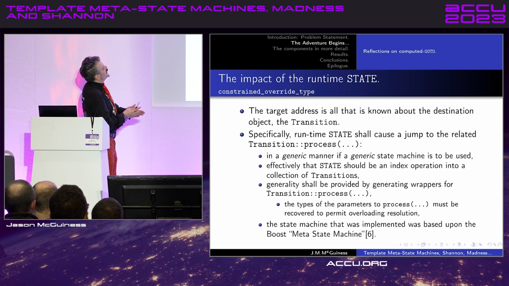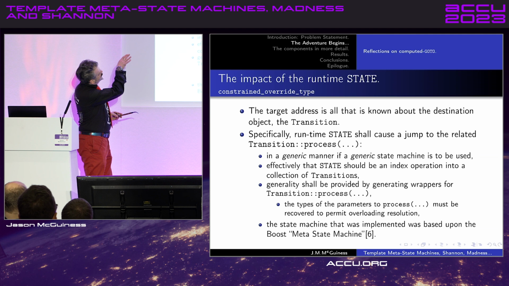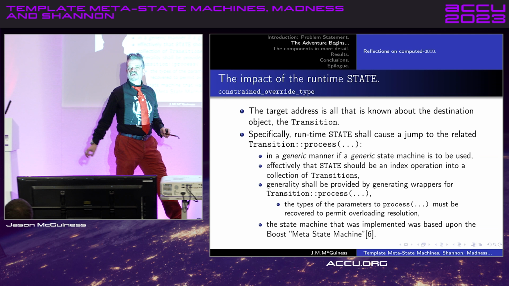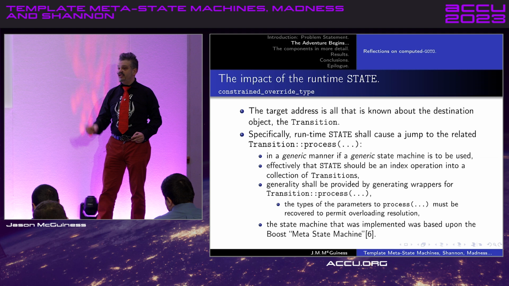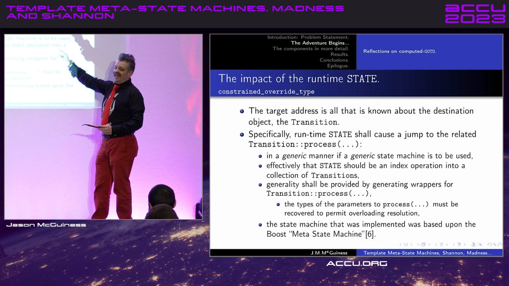So we're going to come up with, I need my longer, more puissant pointer. Right, constrained override type. You're going to start seeing sort of codey thingies here. The target address is all that is known about the destination of the object. If I do a goto, what do I know about the type of the thing I'm going to? It's bits. It's a jump address. It's assembler. I have no idea what I'm jumping into. The wilds. Specifically in this case, my state that comes in with a transition is going to cause a call to a jump of the related transition.